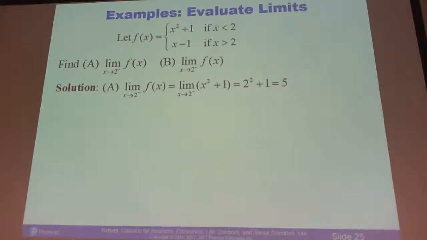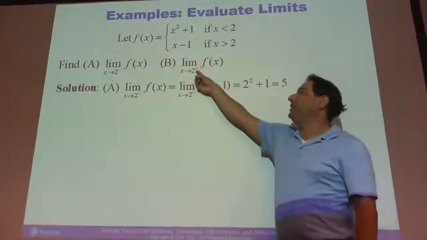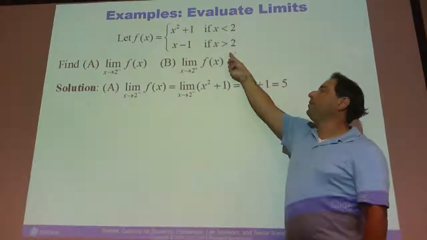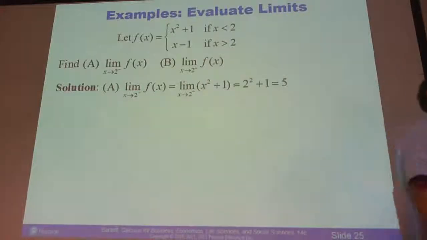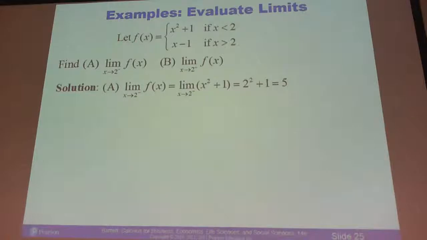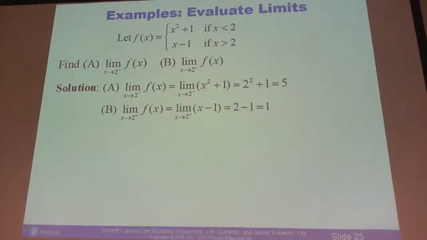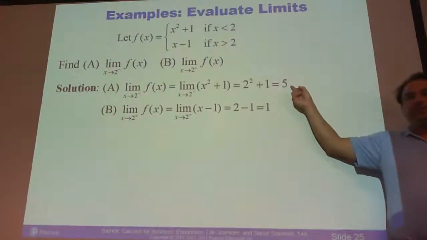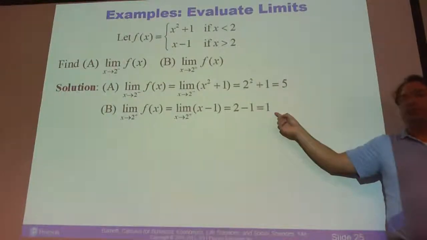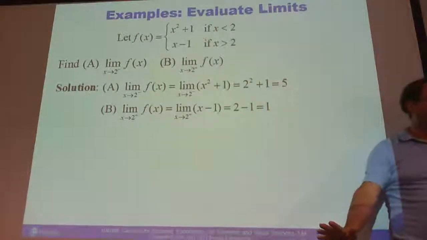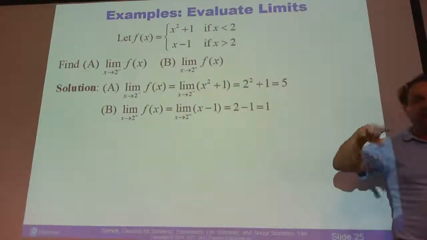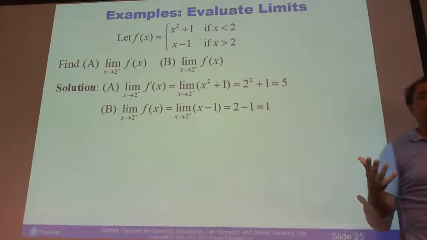Now find the limit as x approaches 2 from the right. So now that it's coming from the right, do I use the top one or the bottom one? The bottom one. 2 minus 1 is 1. So here's where things don't work out. From the left, it approaches 5. From the right, it approaches 1. Stop there. See how I got that? Again, it's not a nice one where it works out. This one has some issues.